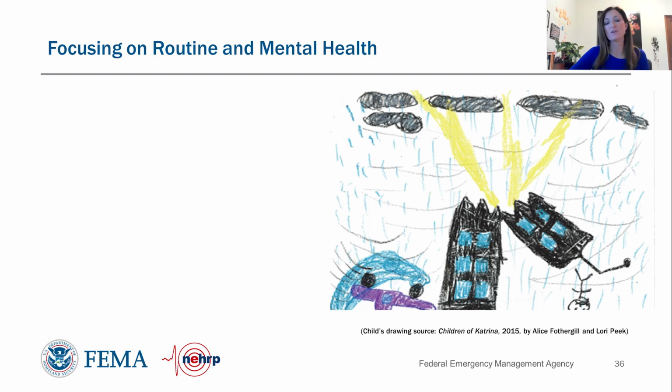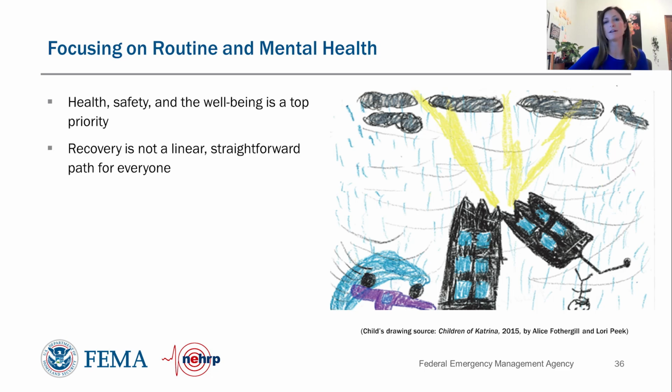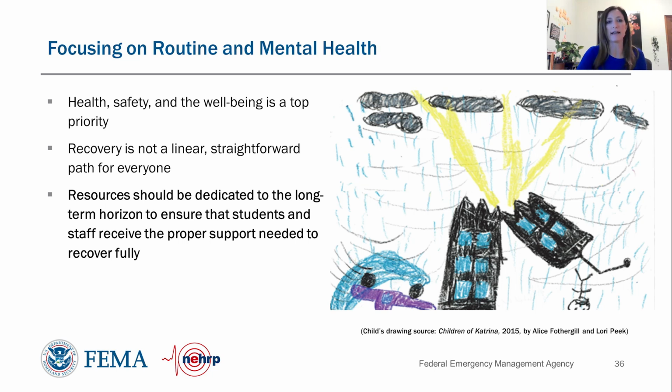In terms of the recovery, it's important to underscore again that this guidebook is not just about the physical recovery of the school building. It's also about the recovery of the people who are within that building. And the health, safety, and well-being of students as well as school staff should really be held as a top priority. It's also important to remember that as study after study after study has taught us, recovery is not a linear or straightforward path for everyone. We know that people have different levels of resources before a disaster, that people are differentially impacted during a disaster, and that of course means that recovery unfolds in radically different ways for different population groups and people. What that means is that resources should be dedicated over the long-term horizon to ensure that students and staff receive the proper support needed to recover fully.